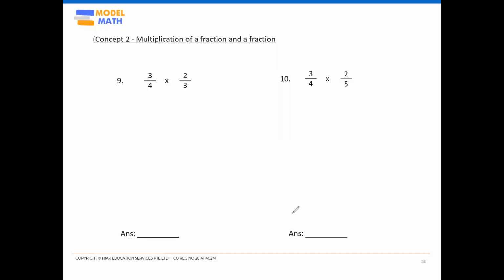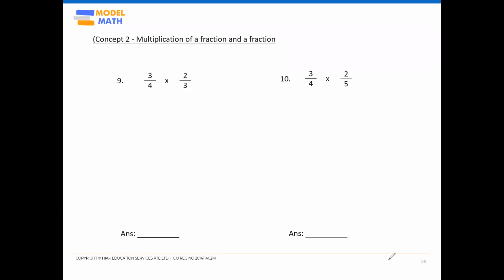Okay, let's take a look at this. So in P5, now you have learned how to multiply and divide fractions. All right, so last time in P3, P4, you have learned how to add and subtract fractions. So in P5, you have actually covered the 4 operations that involve fractions. Okay, so let's take a look at this one.